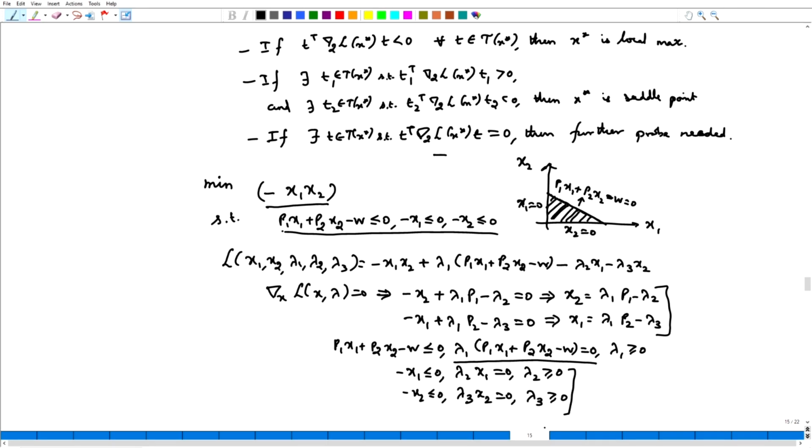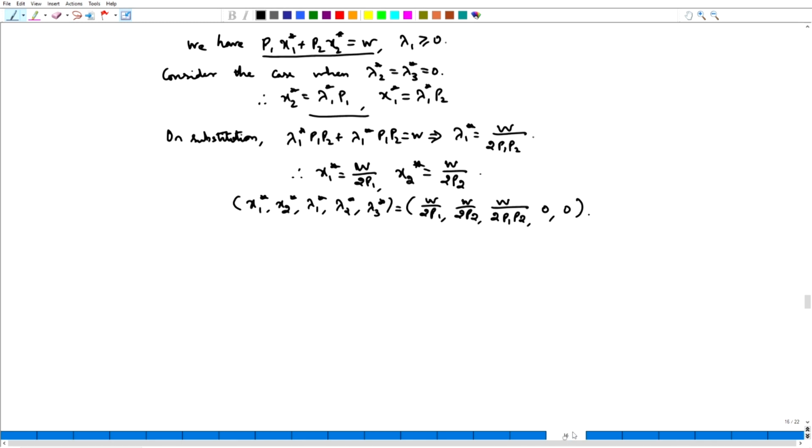So, you can show that solutions do not exist for this problem. I am skipping it for the sake of time. So, one can show that this is the unique critical point.